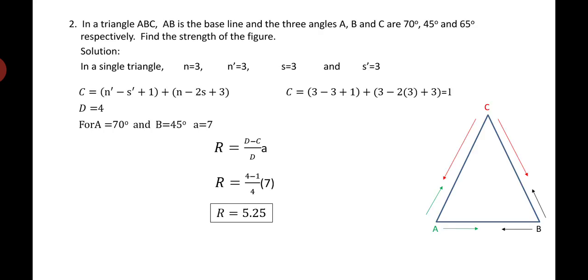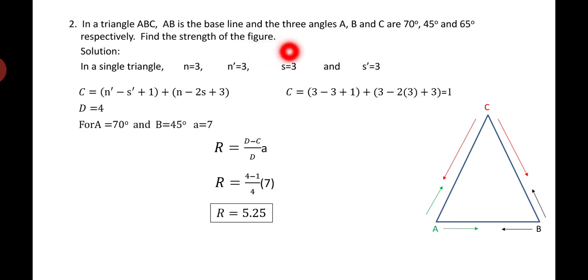And we are going for the new problem with the triangulation figure. Now here you are going to find out the R value by using the values of D and C. So we are going to see how things will work. Right, now see, in a triangle ABC, AB is the baseline, and the three angles A, B, and C are 70 degree, 45 degree, and 65 degree respectively. Find the strength of figure.